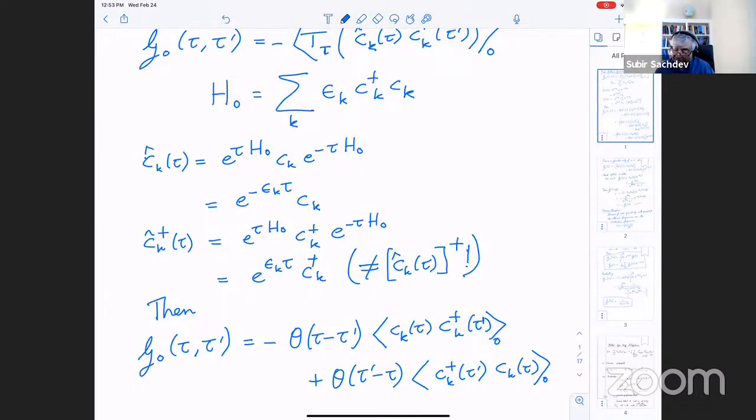Okay, and please note, and this is quite important, that despite the notation, this operator is not the Hermitian conjugate of that operator. Because if I take the Hermitian conjugate of this, since this is a real number, I will get e to the minus Ek tau here.